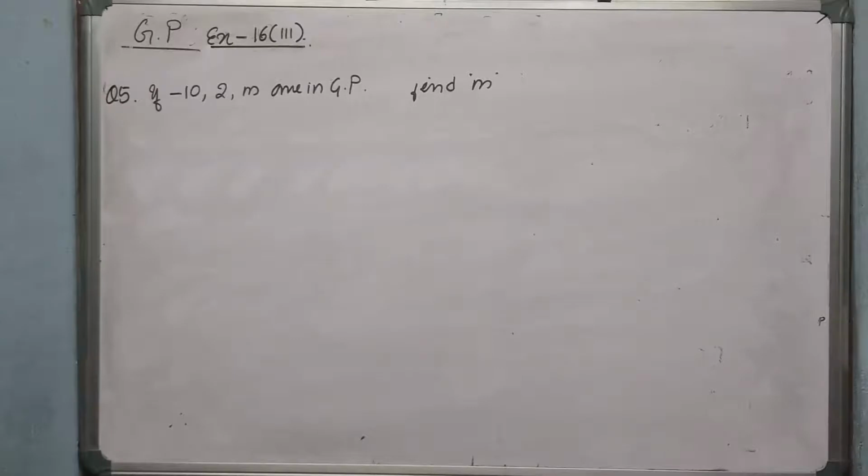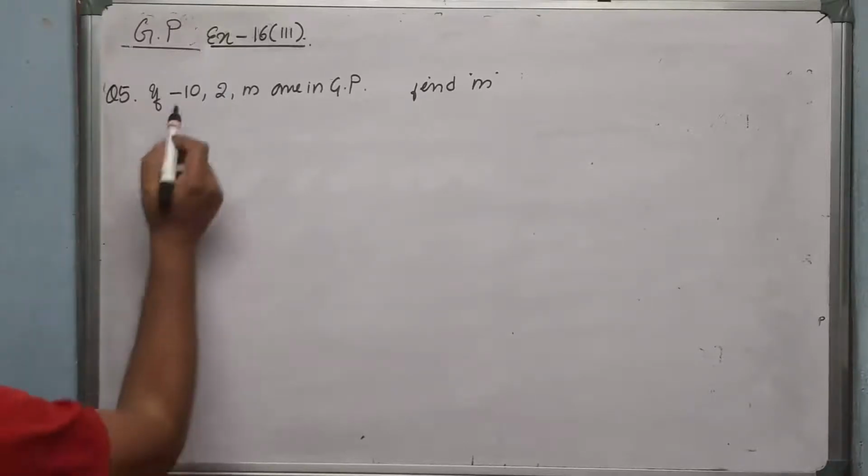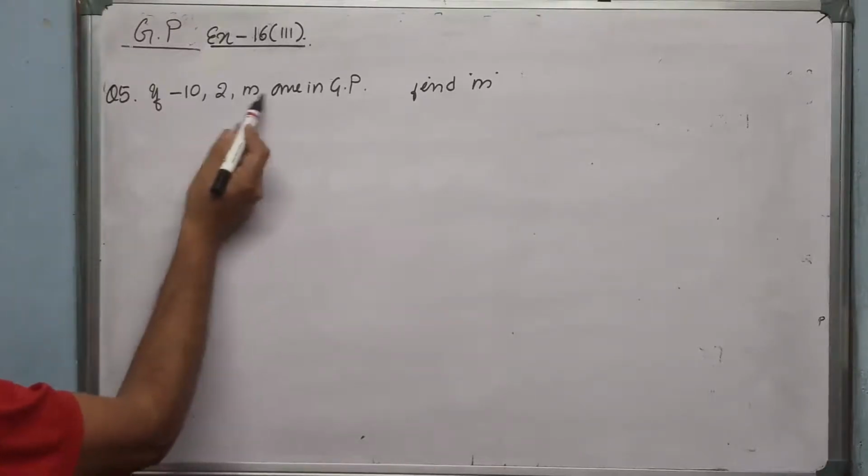Now question number 5: if -10, 2, m are in GP, find the value of m. Now this is another important question for 2 marks. Say over here, given the 3 distinct real numbers -10, 2, m are in GP.